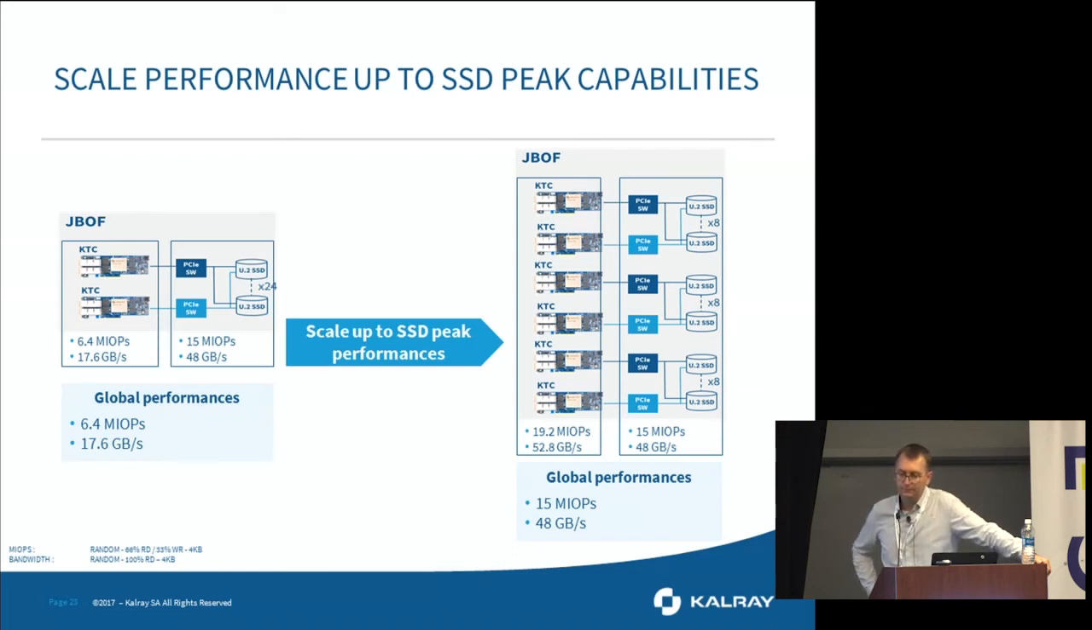But if you, let's say, decrease the number of SSDs that you attach to each adapter, meaning if you look at the diagram on the right, if you connect only 8 SSDs to 2 adapter cards, then you can have a JBOF that can deliver up to 15 million IOPS and 48 gigabytes per second, which is the maximum performance that you can get from all these SSDs inside the JBOF.